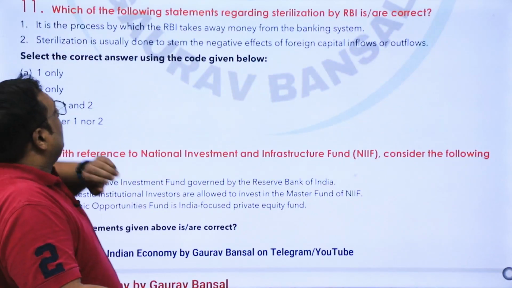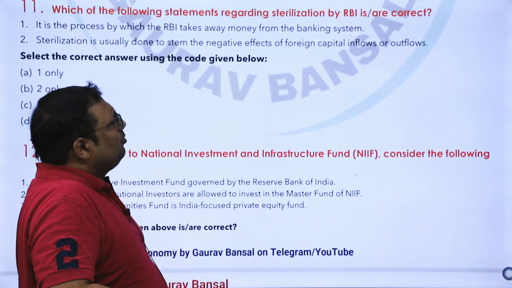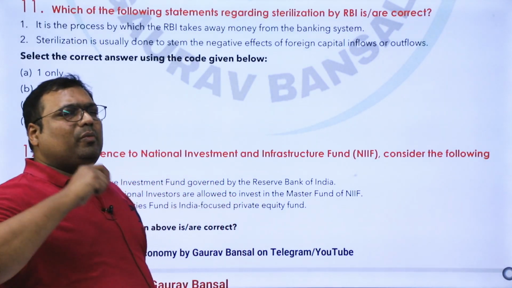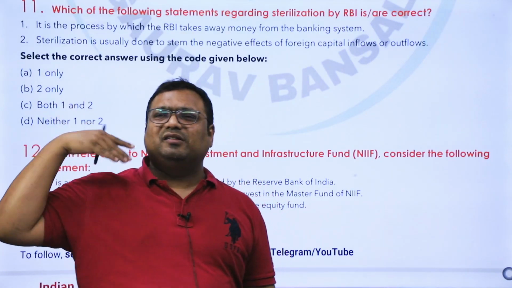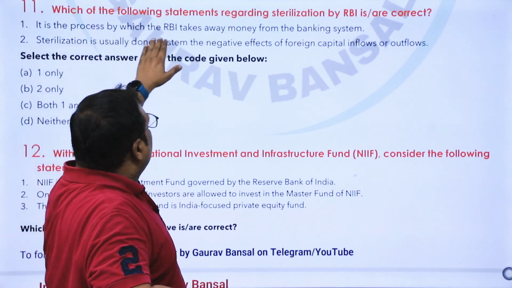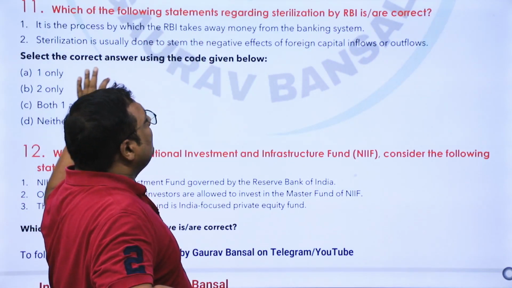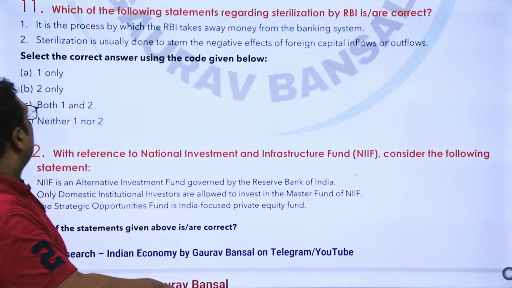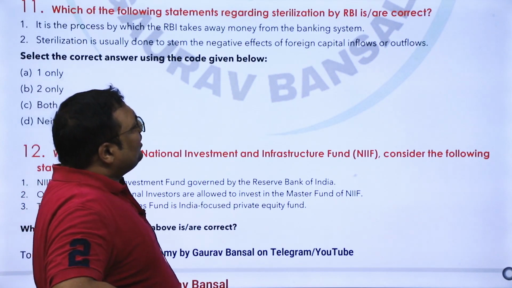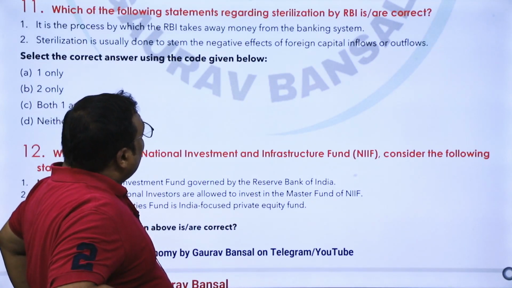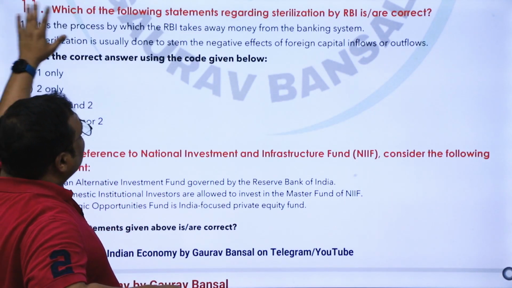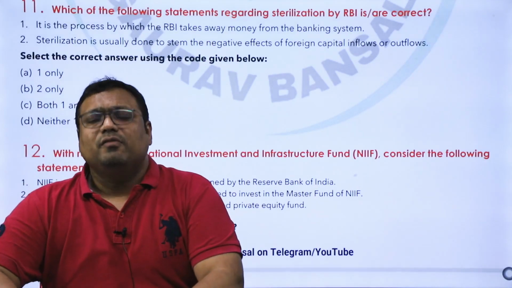Question number 11. Which of the following statements regarding sterilization by RBI is or are correct? First, sterilization is a type of open market operation. In open market operation, the government or basically RBI sells bonds in the market or buys bonds from the market. It is a process by which the RBI takes away money from the banking system. Second, sterilization is usually done to stem the negative effects of foreign capital inflows and outflows. So the second statement is perfectly correct. It is done to address the negative inflow and outflow.